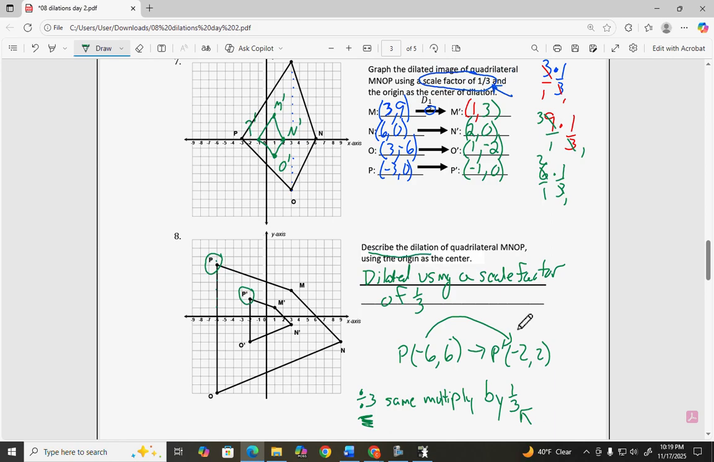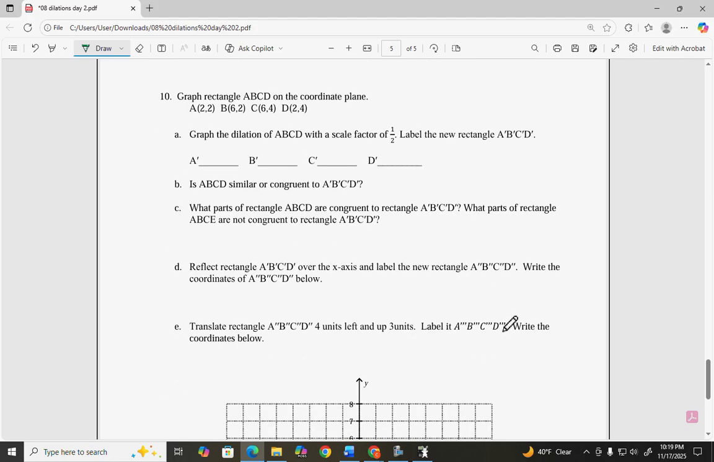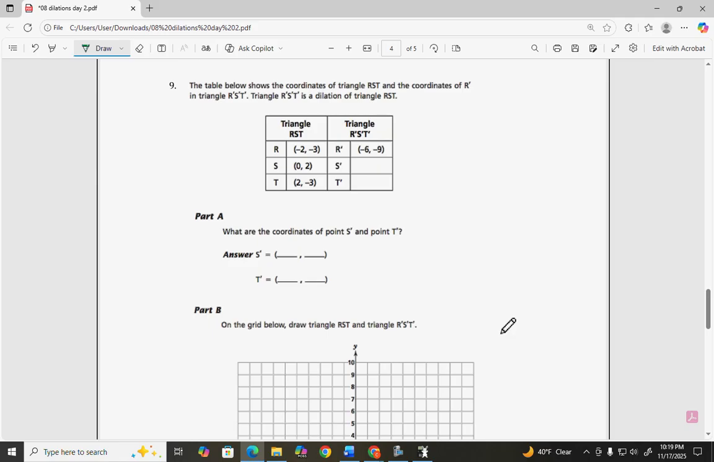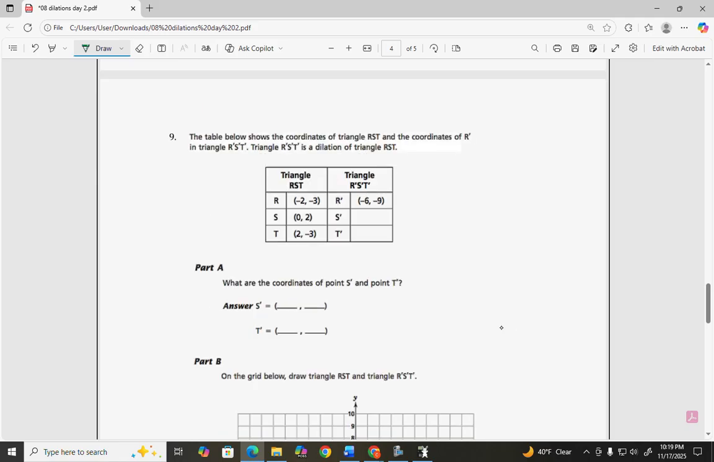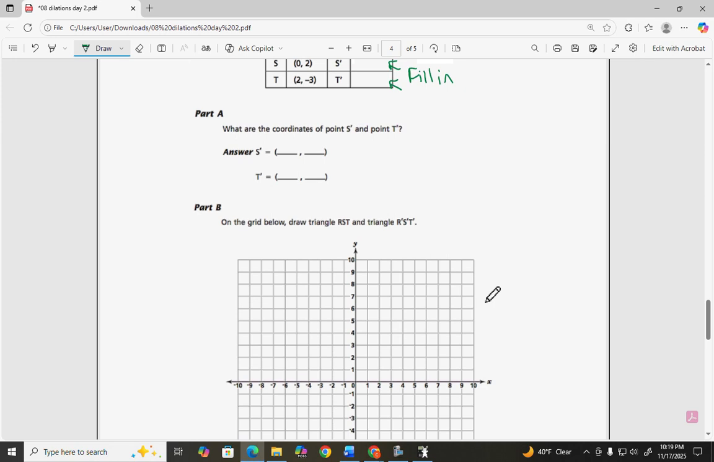And that's all I wanted to do with you. Your homework is number 9 and 10. Now you got to be careful because there's some things that you're doing here. They told us that r goes to r prime. You have to decide the scale factor. Once you decide the scale factor, you could then fill this in. Once you fill it in, you can then plot it all, right? We have to draw triangle RST and triangle R prime, S prime, T prime. Okay, so make sure you do the whole problem.